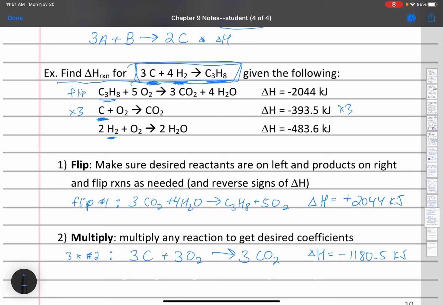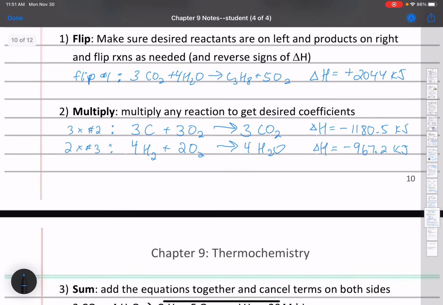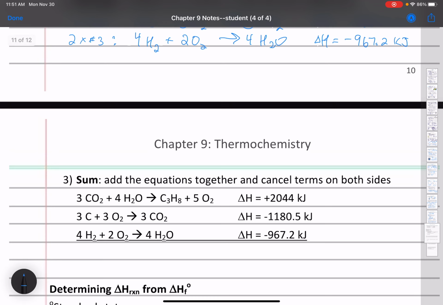And I need to have 4 hydrogens, so I only have 2 hydrogens here, so I'm going to need to multiply this equation by 2, and also the heat of reaction by 2. So 2 times equation number 3, if I rewrite that out, will be 4 hydrogens plus 2 oxygens reacts to form 4 H2O, waters. And the heat of this reaction is going to be 2 times negative 483, which is negative 967.2 kilojoules.